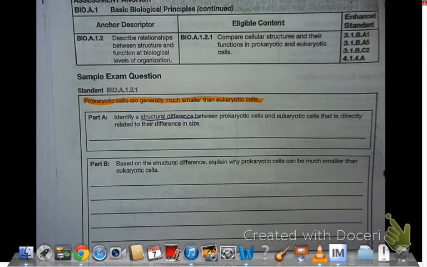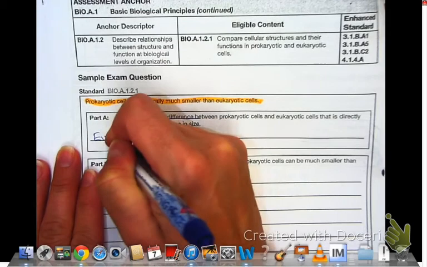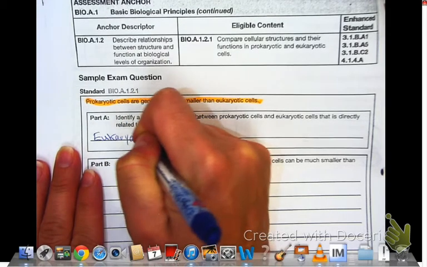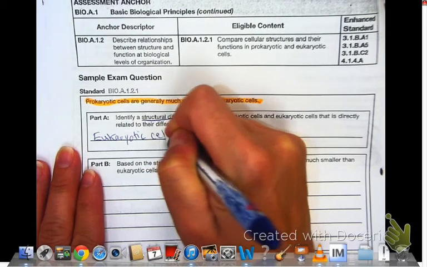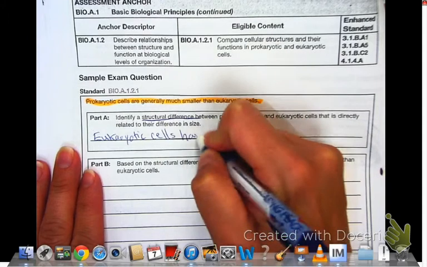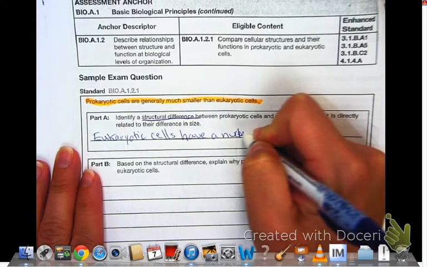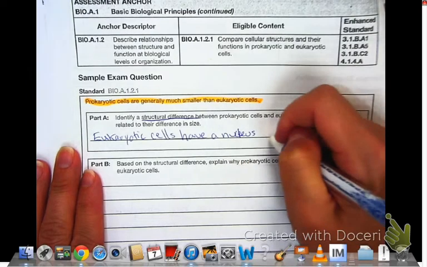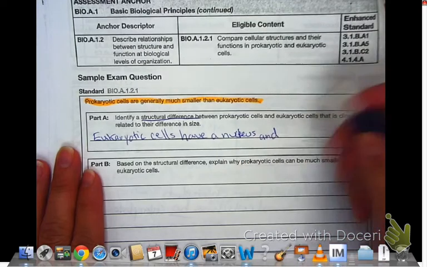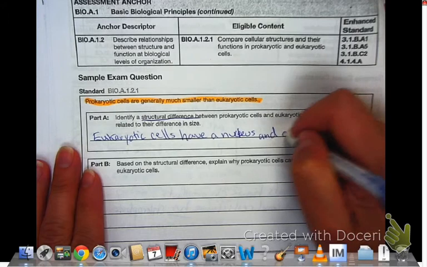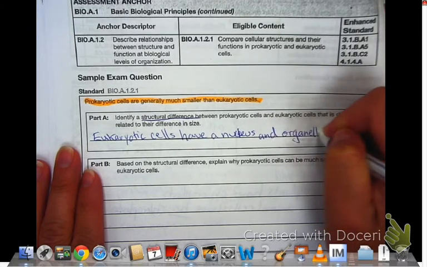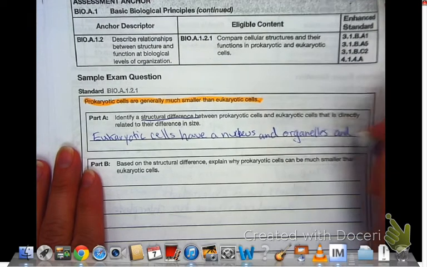And one of the main things that we can say is that eukaryotic cells have a nucleus and organelles, and prokaryotic cells do not.